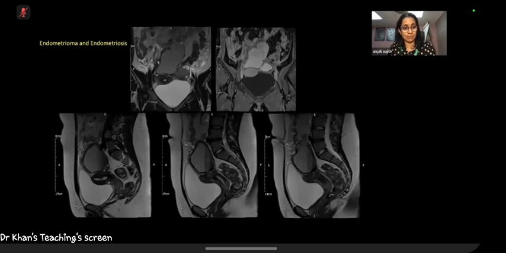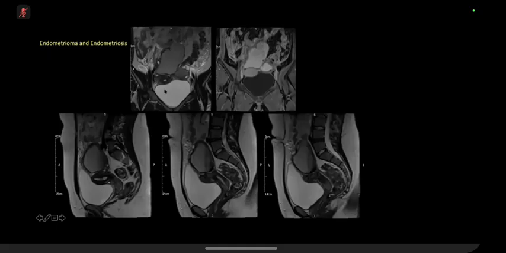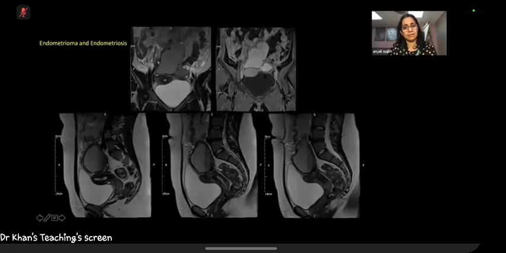This is a case of endometrioma and endometriosis. Can you describe the top two images? Can you describe the appearance of the endometriotic cysts here? So again, I've got a coronal T2 and adjacent a coronal T1 with contrast. Or just a T1.